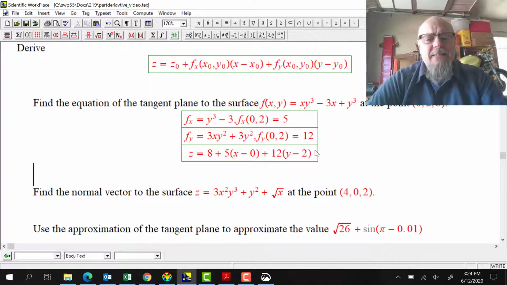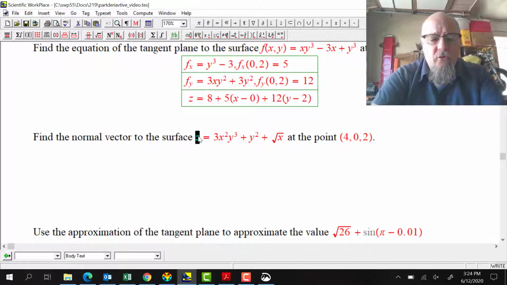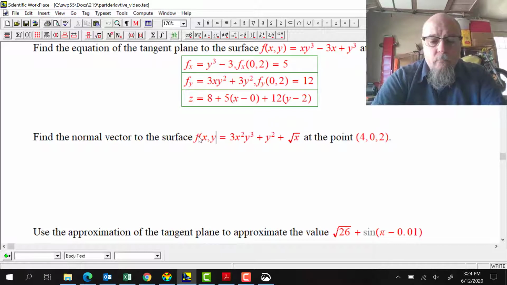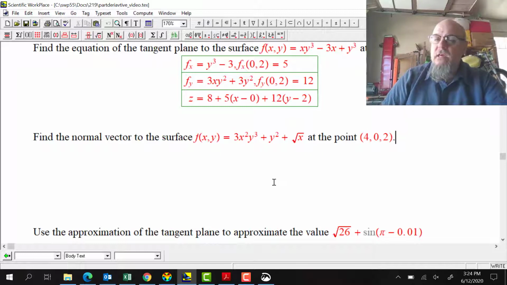Oh, yeah. So let's use that idea in this next question then. This next question says find the normal vector to this surface. So the way I'm going to solve this question is I'm going to find the equation of the tangent plane first, then put it into the ax plus by plus cz equals d format, and then I can just pick off the normal vector as the a, b, c vector. That's going to be my plan.